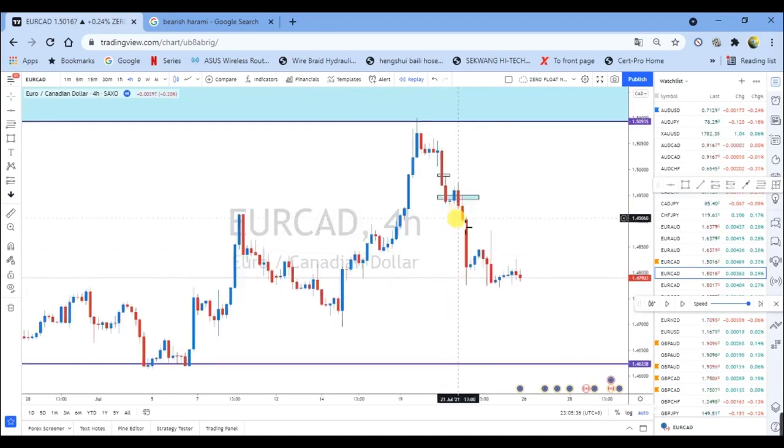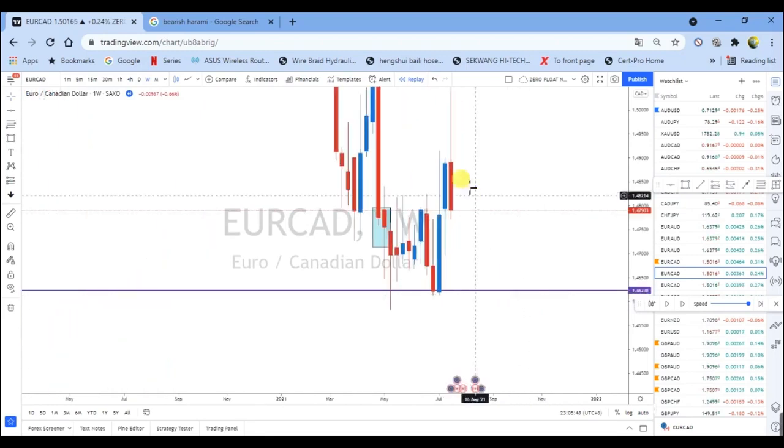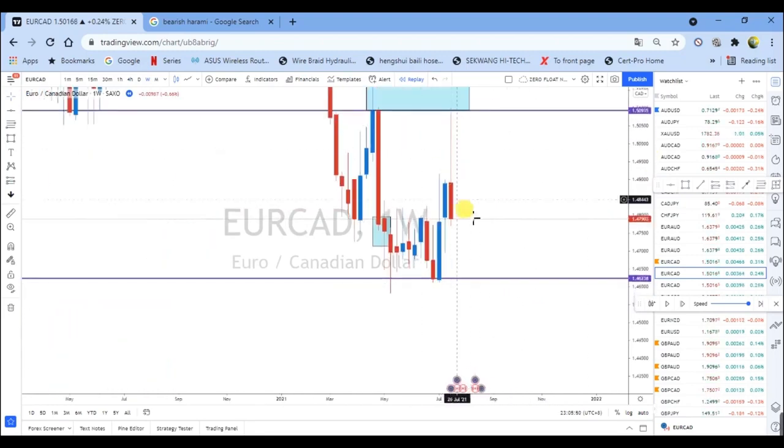So now, how do we know that the danger zone of this setup is still safe to enter a sell? As long as price hasn't touched the bottom part of this area here. Okay, so this is our area down here. So this will be our danger zone, even though price has moved a long way down.